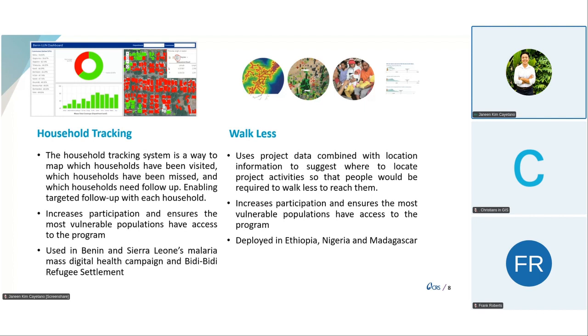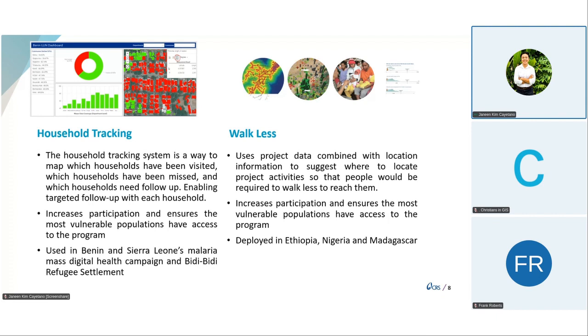If you're familiar with the Humanitarian OpenStreetMap, where users can map buildings that they find in the imagery, this has the same context as Ethiopia. Those building polygons can be residential, commercial, or industrial, but it gives us an overview of where houses are, including probably hard-to-reach areas. This helps us track which households have been visited for registration and which have been missed for distribution, and it enables us to provide follow-up for each household. It increases participation and ensures that the most vulnerable populations have access to the project or program itself.